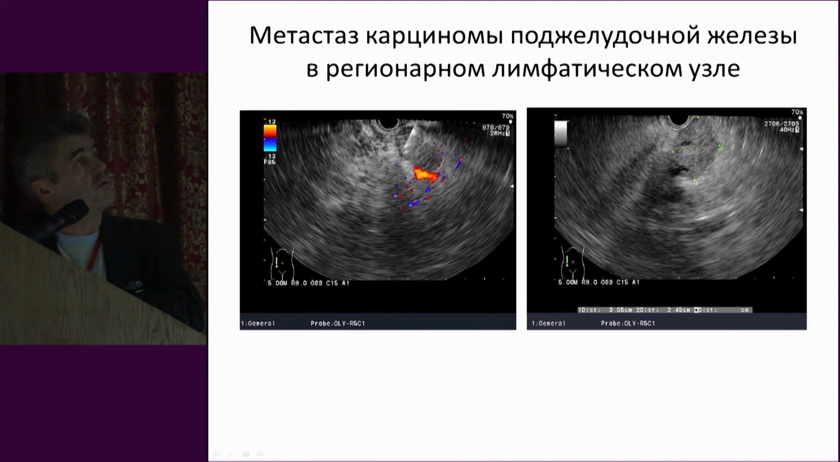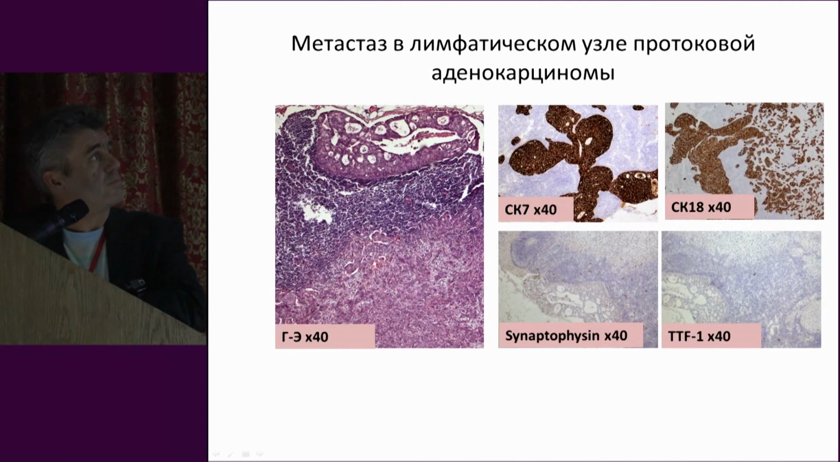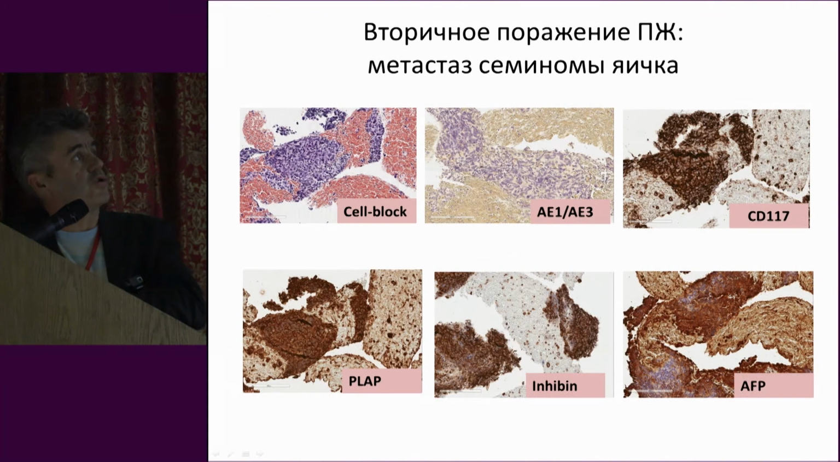Now, what we have already seen, the biopsy of the lymph node, this is a regional lymph node which was obtained after EUS. So you can see immunohistochemistry of the same lymph node specimen, which enabled us to assess it as a secondary metastatic process with a primary tumor of the ductal adenocarcinoma of the pancreas.